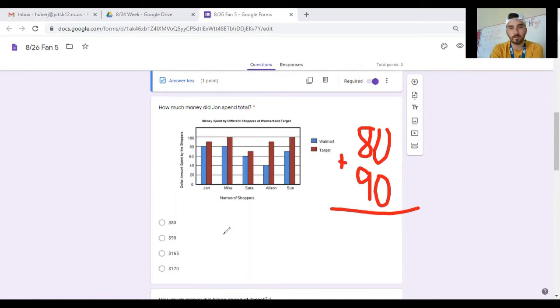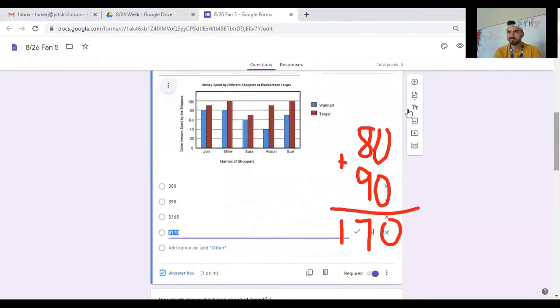Starting in the ones place, 0 plus 0 is 0. Tens place, 8 plus 9 gives me 17, for a total of $170, which would have been D. So far, nothing crazy with the double bar graph. Those were probably pretty good.